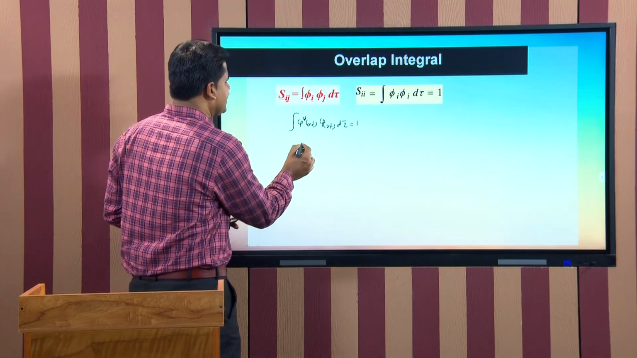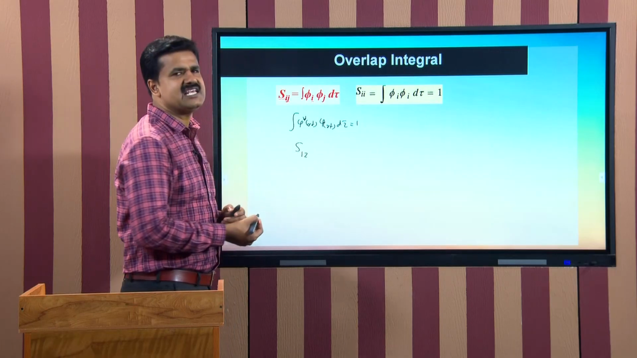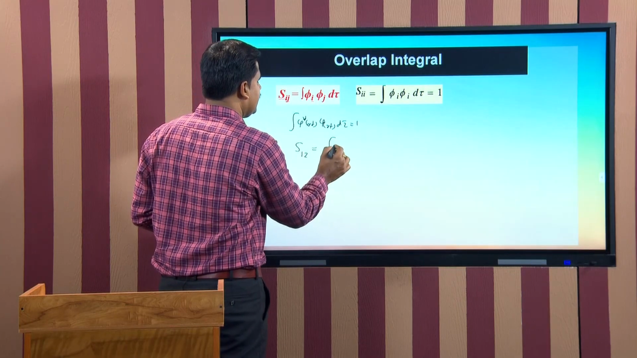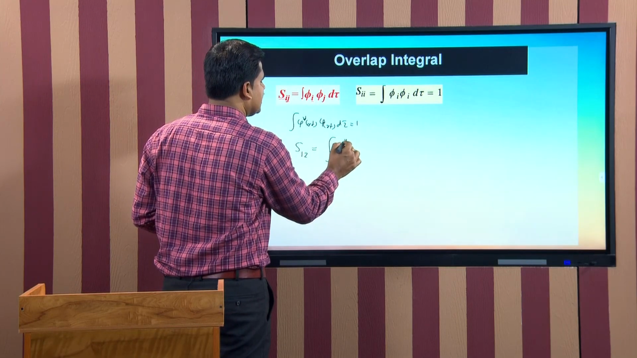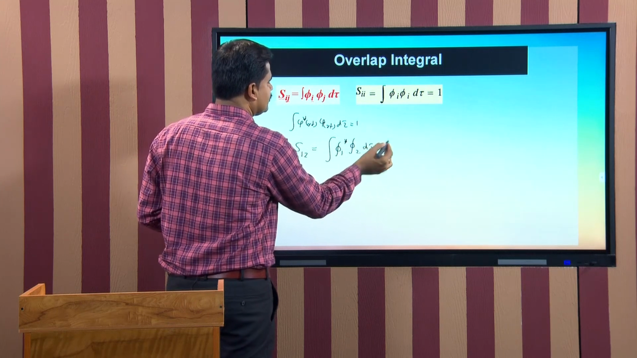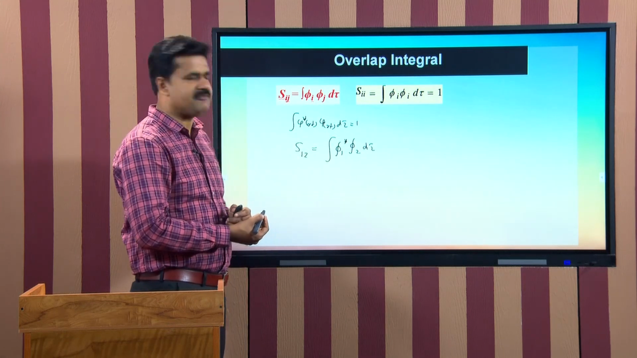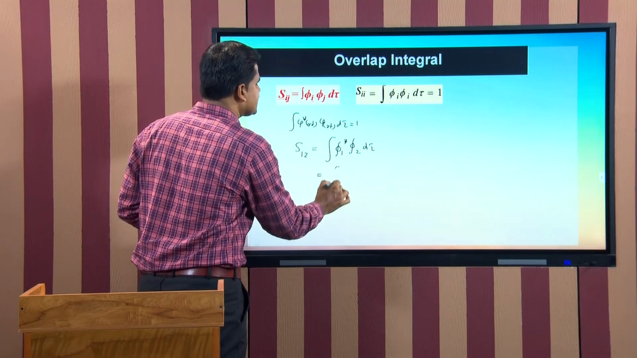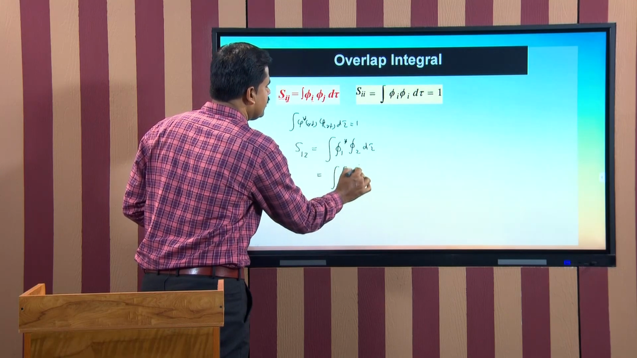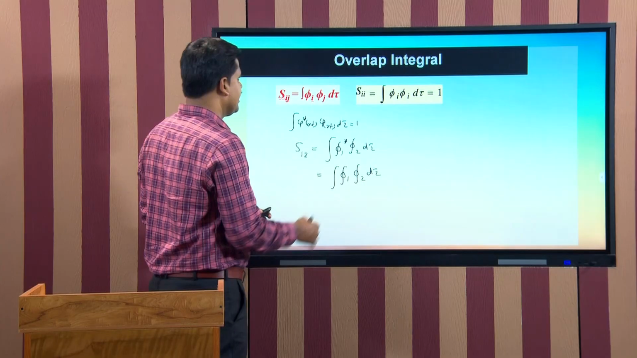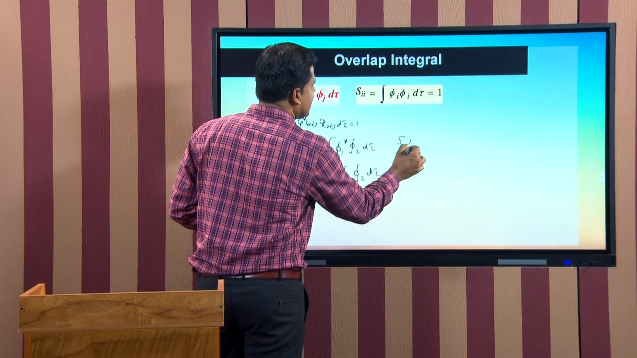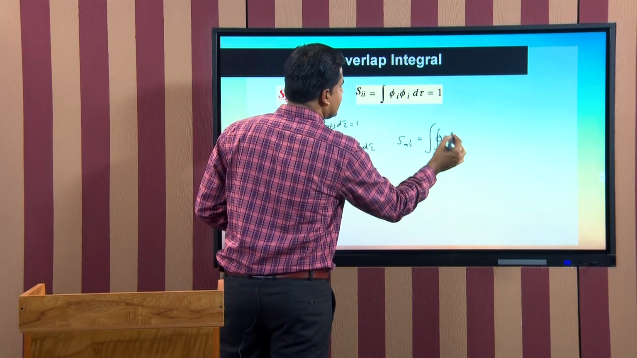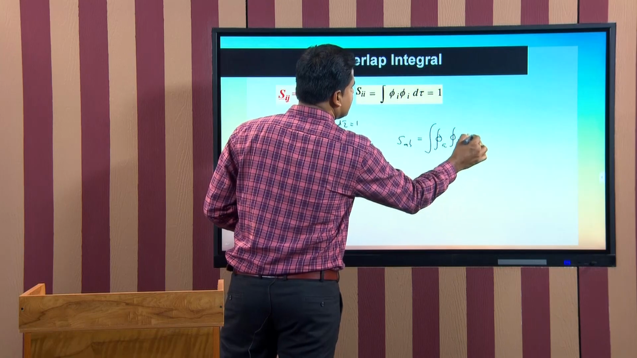So let us consider S12. What is meant by S12? By definition, S12 can be represented like this: integral phi 1 star phi 2 d tau. Or if we are discussing real functions, phi 1 star is the same as phi 1. Therefore, S12 can be represented as integral phi 1 phi 2 d tau. In a similar way, we can represent SAB. SAB is equal to integral phi A phi B d tau.